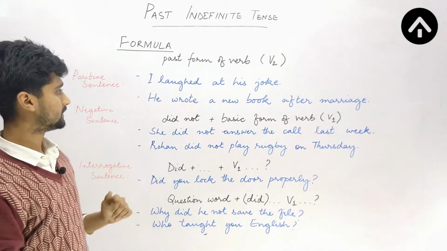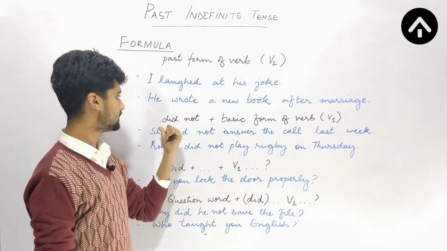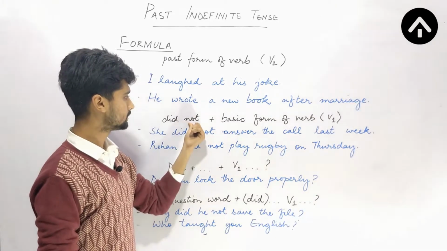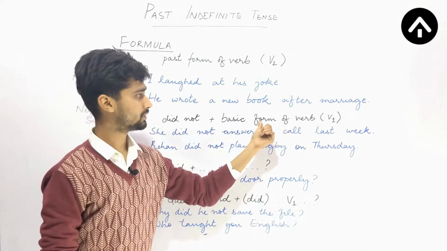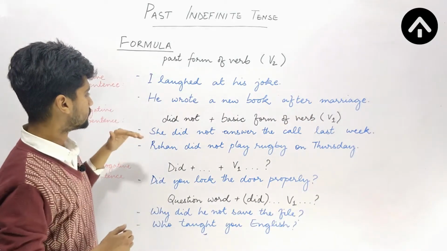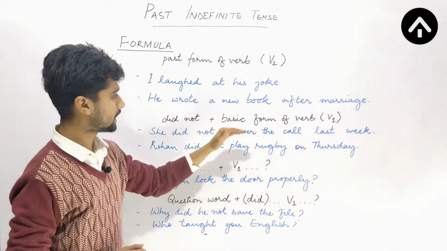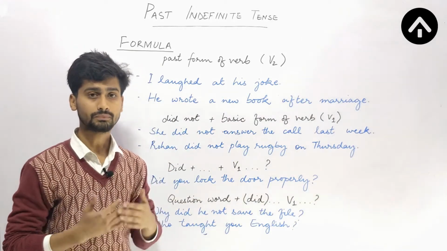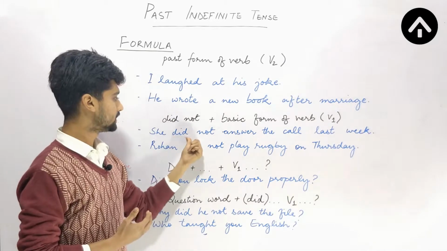What if we have negative sentences? So the basic structure will be like this, did not, and basic form of the verb, that is V1, the first form of the verb. Okay. So first example, she did not answer the call last week. Here I am using the word did.